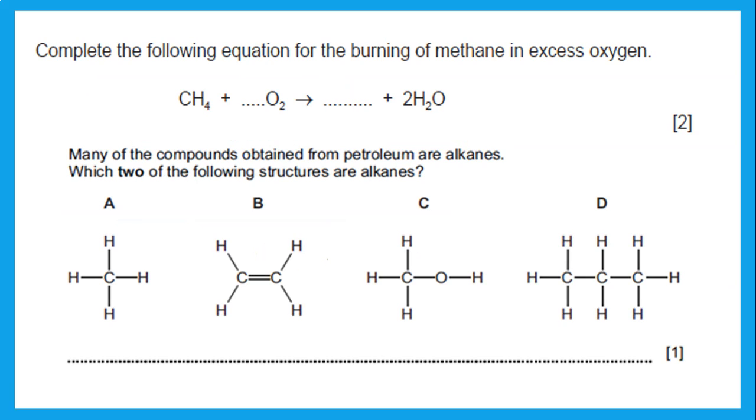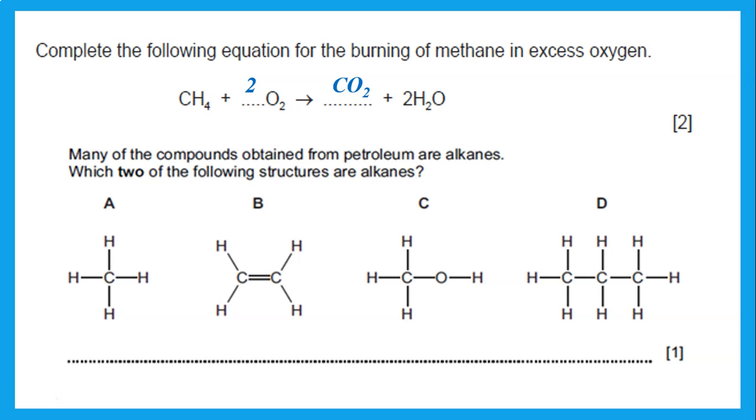Complete the following equation for burning methane in excess oxygen. Again, we said combustion of a hydrocarbon like methane will give what? It will give carbon dioxide plus water. This is what we call complete combustion in excess oxygen. Please do not forget to balance any symbol equation that you write. So here, in order to balance, we need a 2 in front of the O2 to balance the number of oxygens, and the rest is balanced.